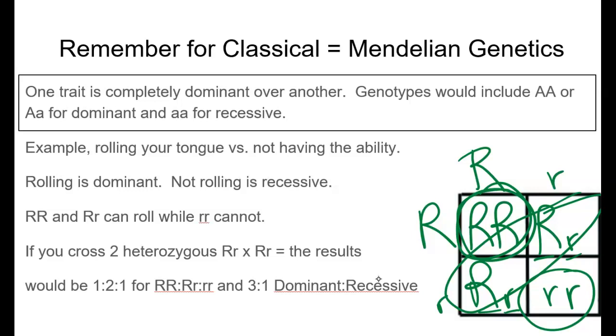This is a classic Mendelian genetics using a Punnett square. This is anytime you get two hybrid parents. Remember those fancy ratios of 1 to 2 to 1 and a 3 to 1 for dominant to recessive? This is going to be different for incomplete dominance today.